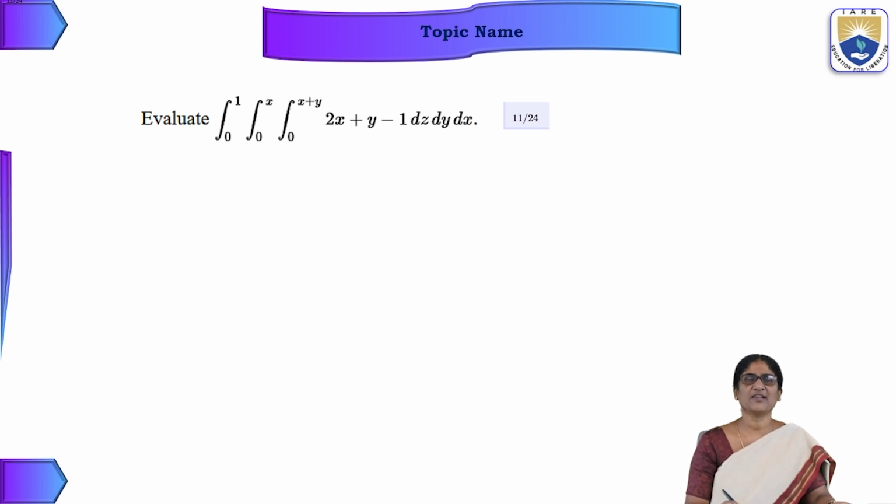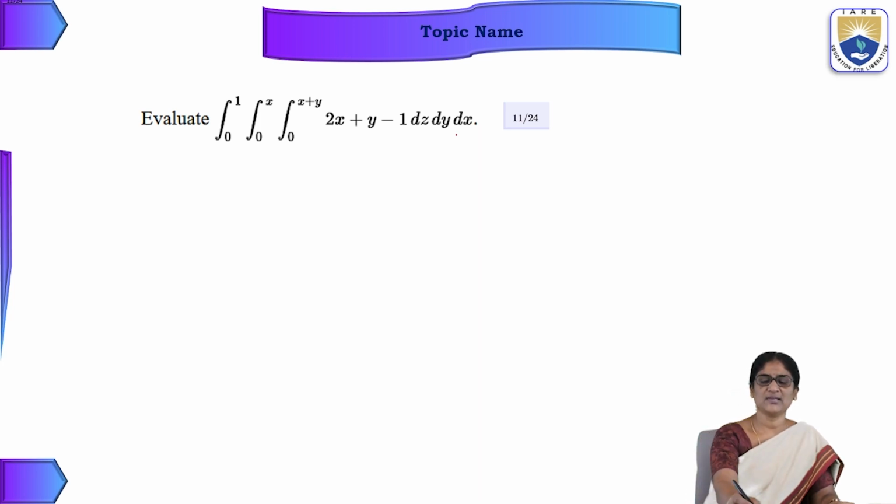Triple integral, 0 to 1, 0 to x, 0 to x plus y, of 2x plus y minus 1, dz, dy, dx. It is clear that these are the values of z, these are the values of y, and these are the values of x. So let us start doing this problem. First we have to do it with dz. Here the z value is not there.